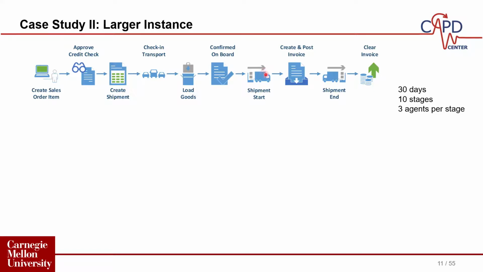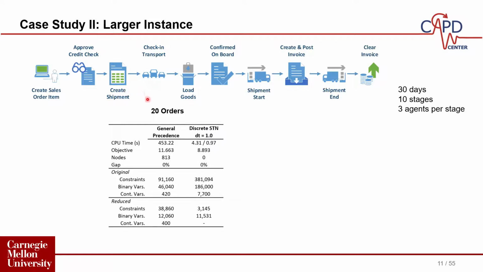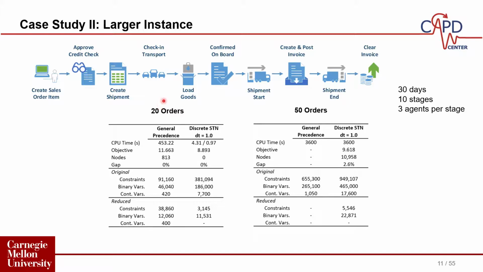Now, for a larger instance where we have 10 different stages, 3 agents assigned to each stage, and we look at a 30-day horizon, 2 subcases were run, one with 20 orders and then another one with 10 orders. On the 20 orders, there's comparable performance. The general presence model does find a better optimum than the discrete time STN, and we can see that the computational size of the model is something that helps the general presence model here.